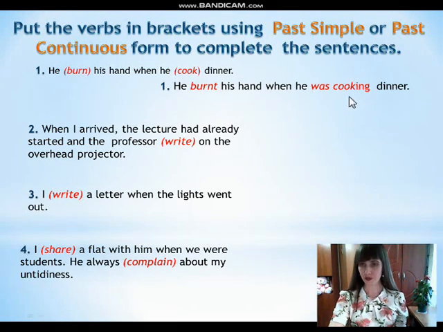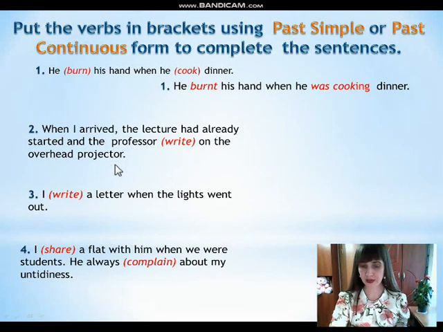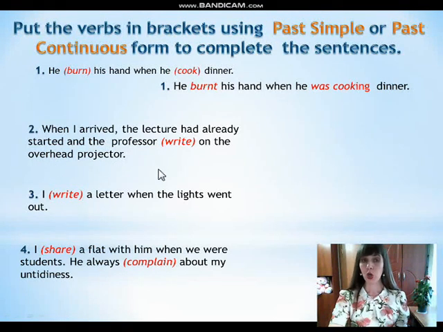A long action, past continuous. The short action, past simple. Okay? So, the second sentence: when I arrived, the lecture had already started and the professor wrote on the overhead projector. So, we have a long action here.